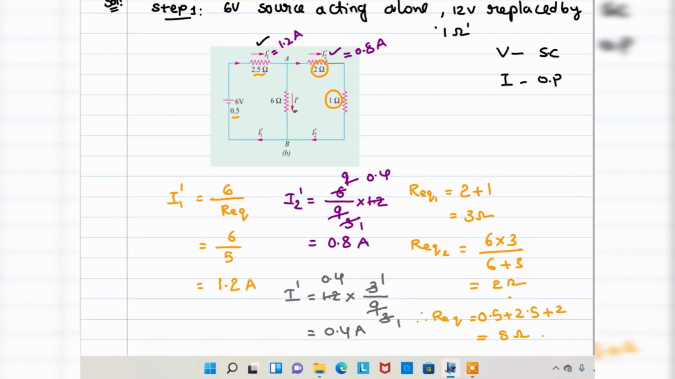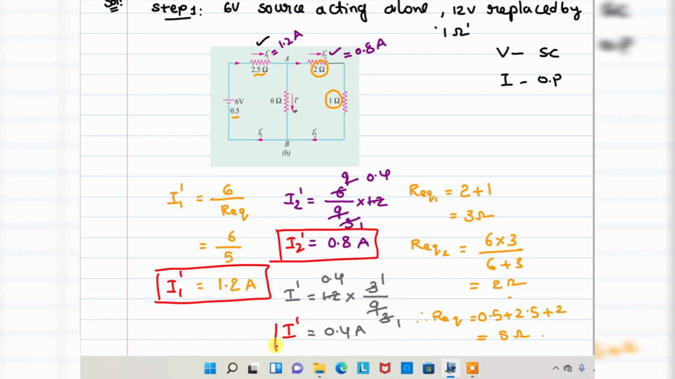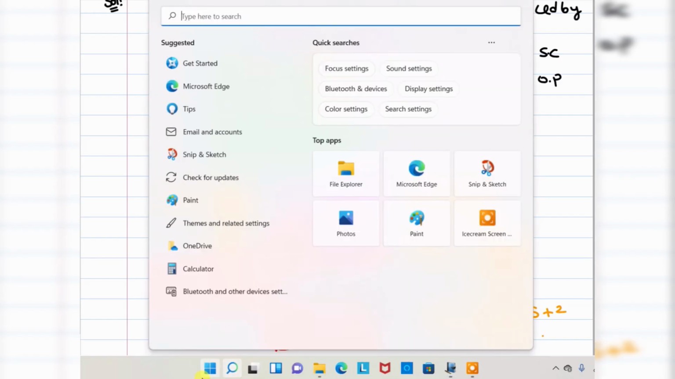So I got 0.4 amperes as I prime. So I got all 3 currents, right? All 3 currents are I1 prime, next I2 prime, and I prime. These are the 3 currents we have.